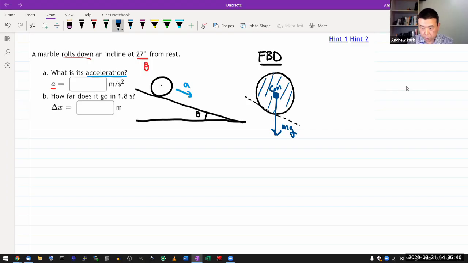And there's going to be a normal force at this point of contact. That's still normal, as in perpendicular to the surface. So, normal force.